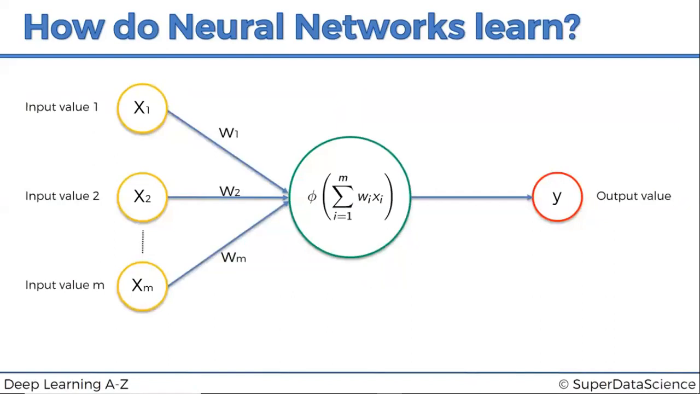All right, so let's get straight to it. Here we have a very basic neural network with one layer. This is called a single layer feed-forward neural network, and it is also called a perceptron.